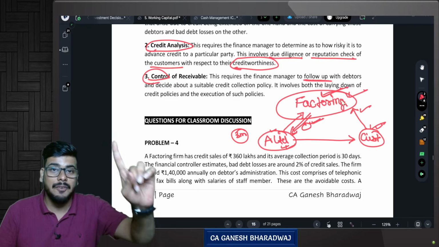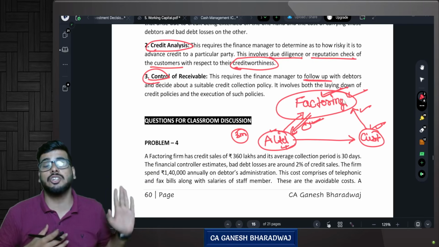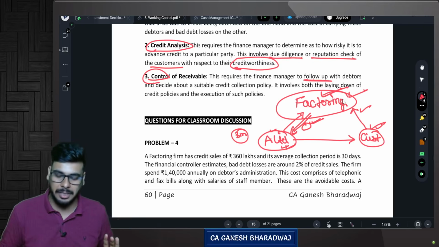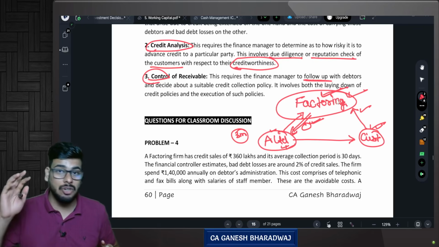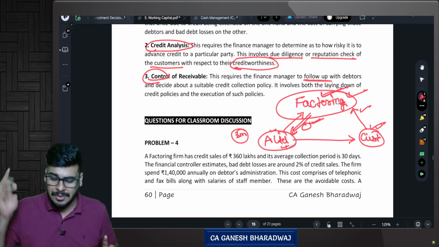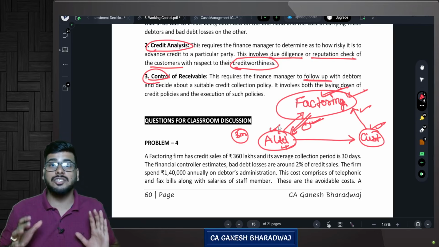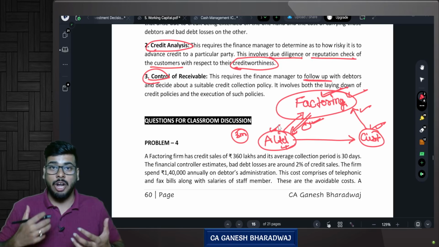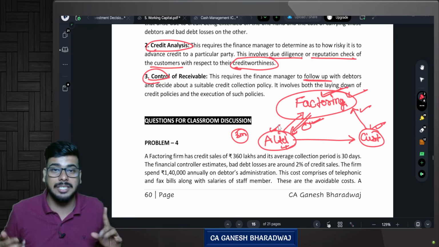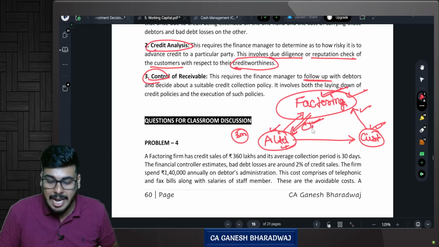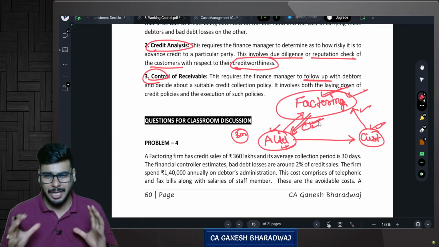So if the factor is bearing the bad debts, it's called a non-recourse factor. If the factor is not bearing the bad debts, he says, no, if there is a bad debt, then I will catch A Limited. It's called a recourse factor. So a non-recourse factor will bear the bad debts. Obviously, the more the risk, he will expect more commission and all that. Are you clear with this?